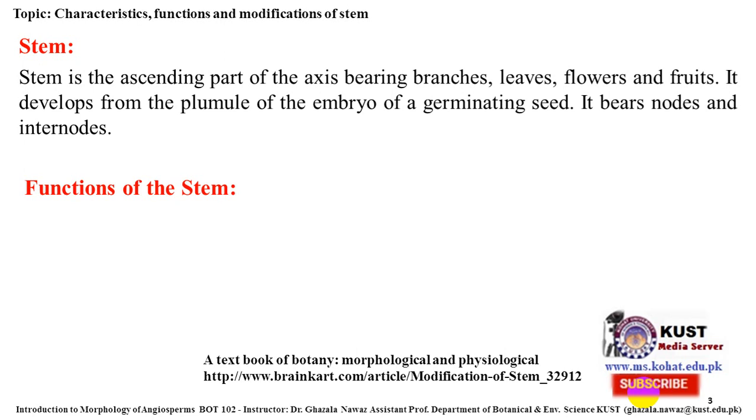And stem always develops from the germinating seed, and there is a portion which is called plumule. It always develops from the plumule, and whenever a seed germinates, the first portion which arises from the germinating seed is the radicle, remember, and then the second portion that originates is the plumule, and stem actually arises from the plumule.